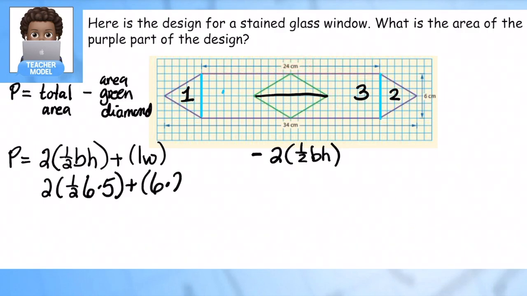So 6 times 24. Awesome. That's going to tell us the area of the whole big part. And we're going to subtract 2 times 1/2. Let's do the base of the triangles. So 1, 2, 3, 4, 5, 6, 7, 8, 9, 10. And the height would be 1, 2, 3. Awesome. Perfect. Hit pause so you can jot this part down into your notes.